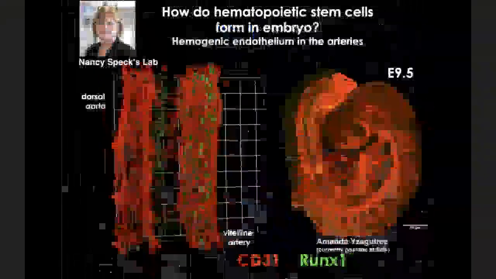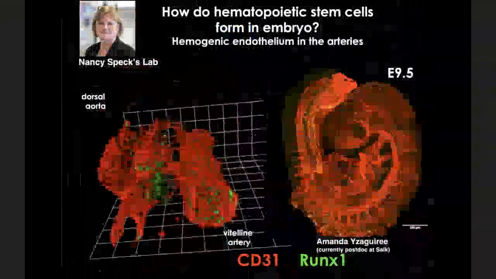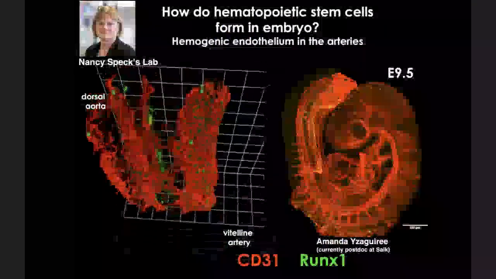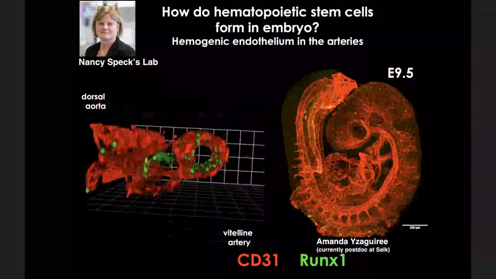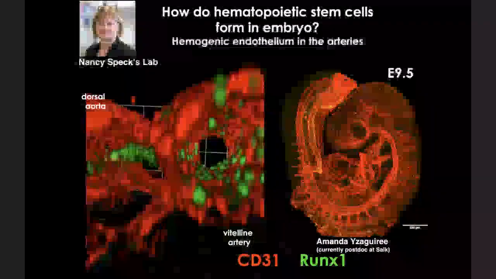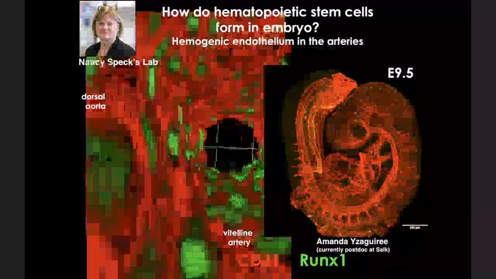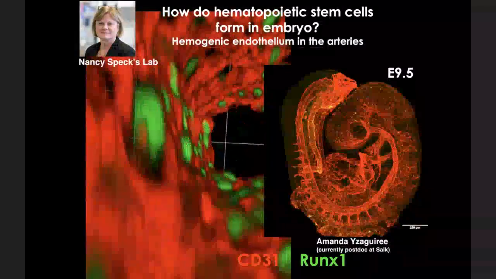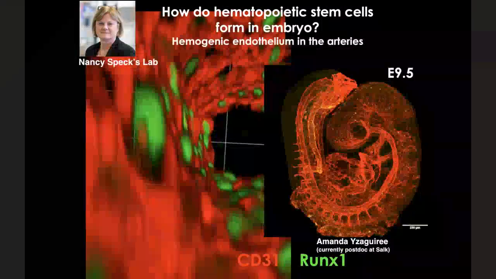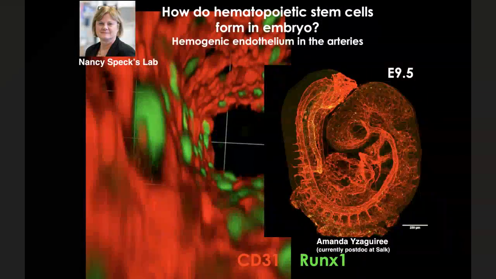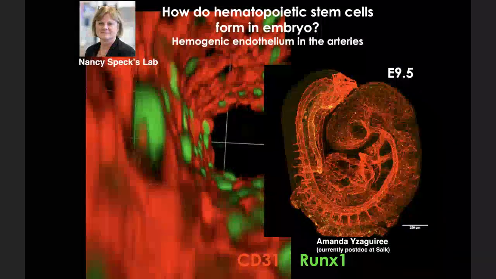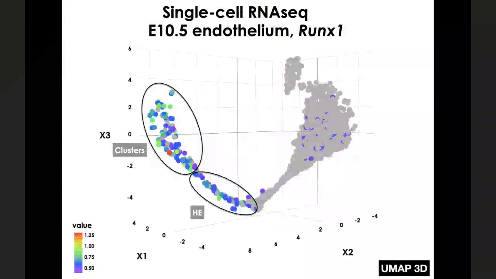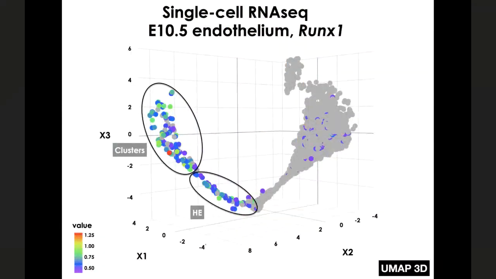So the work from Nancy Speck's lab has focused on hematopoietic stem cells, and they discovered a really important transcription factor, RUNX1, that is key to the formation of these hematopoietic stem cells in the mouse. This is work from Amanda Yzaguirre, a former student, now a postdoc at the Salk Institute. And some follow-up studies from this are using single-cell RNA-seq to understand how RUNX1 is regulating and allowing these cells to turn into hematopoietic stem cells.